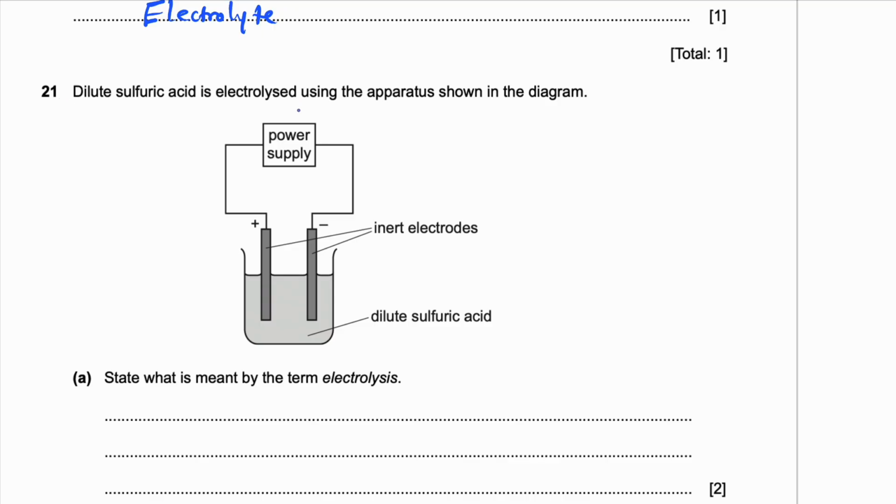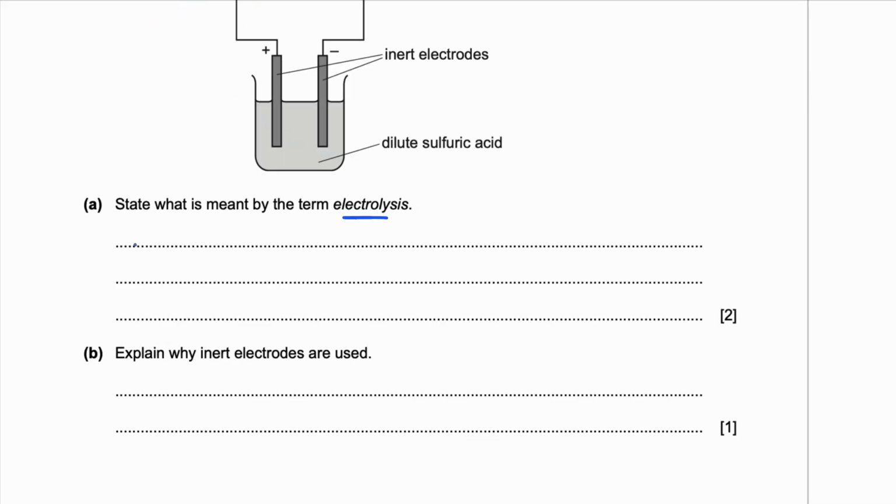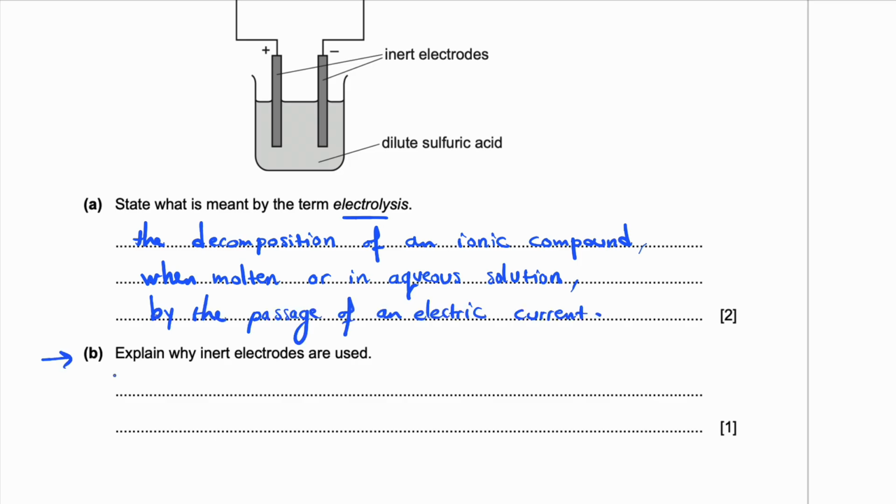Dilute sulfuric acid is electrolyzed using the apparatus shown in the diagram. State what's meant by the term electrolysis. So that's a common definition in the exam, so you have to learn the definition of electrolysis. Electrolysis is defined as the decomposition of an ionic compound when molten or in aqueous solution by the passage of an electric current. Explain why inert electrodes are used, so to confirm that no reaction takes place, or in other words, they do not react.